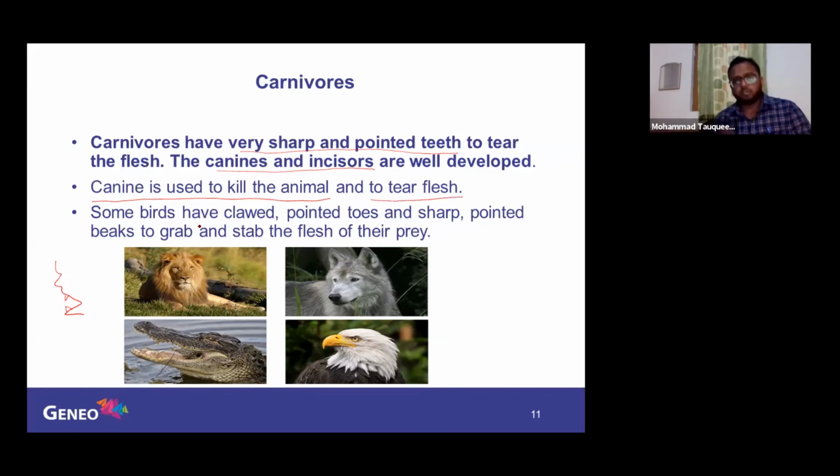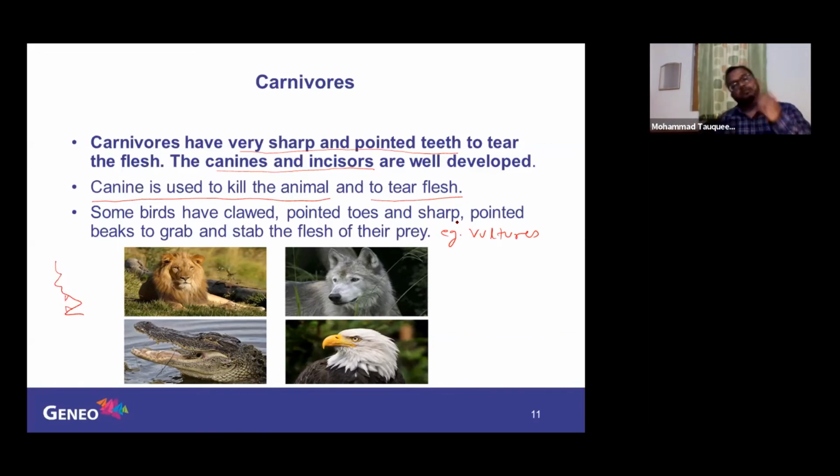Some birds are also carnivores, examples are vultures. Vultures are also carnivores. They have very well developed claws, pointed toes, and sharp and pointed beaks to grab and stab the flesh of their prey. So this is all about carnivores.